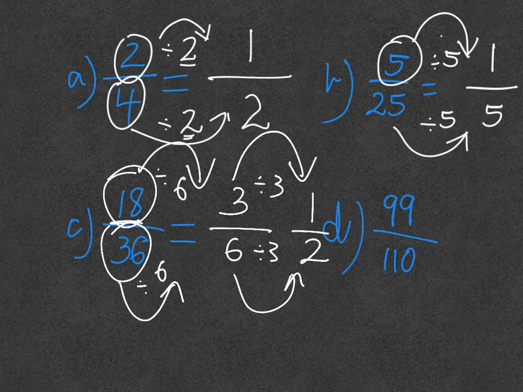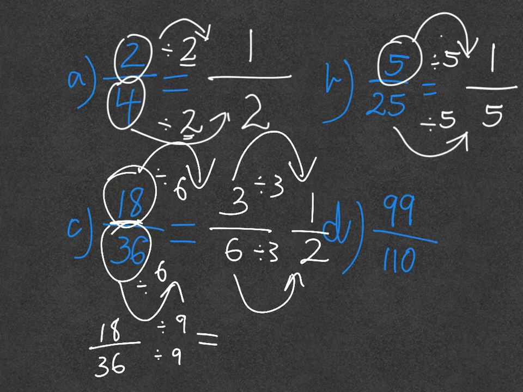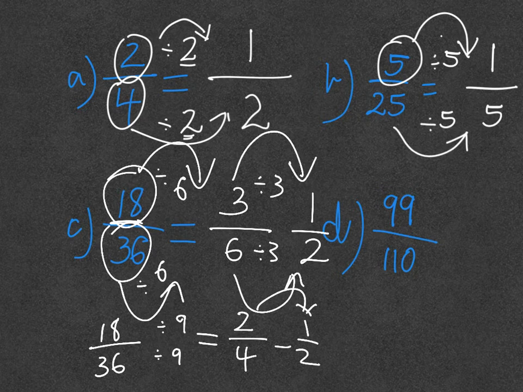Now, of course, we could have, in fact, jumped straight away to 2/4, because I know that 9 is a factor of both of these numbers. We could have gone straight to 2/4, and then we could have simplified it. Again, we would have 1/2, as we know.